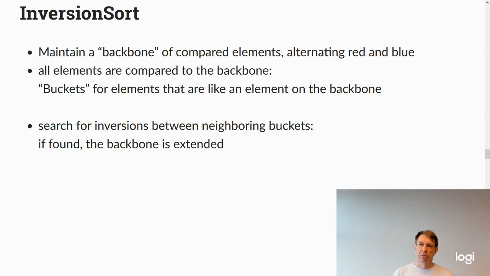And so this is one state of our algorithm, and we can advance the state if we find a pair of inverted elements: a red and a blue element that can be placed between a red and a blue that are already on the backbone. And if we find this, then we extend the backbone and we extend the classification of everything that is not in the backbone by doing the required comparisons.